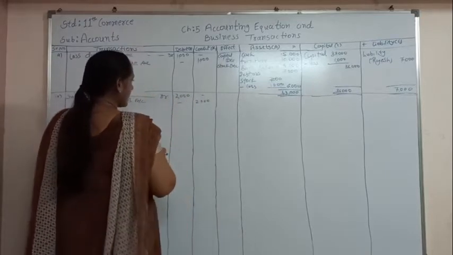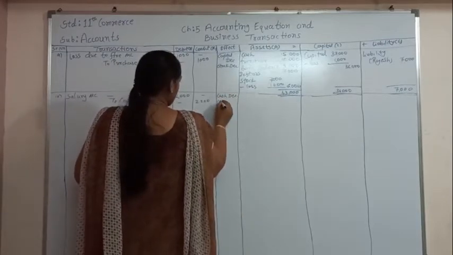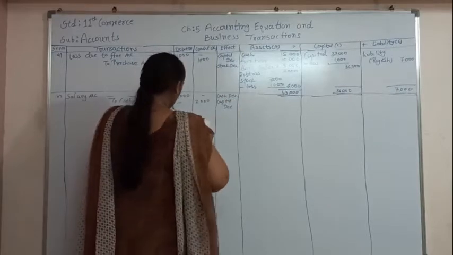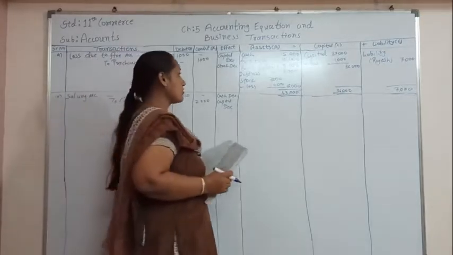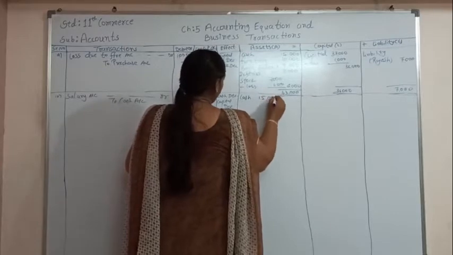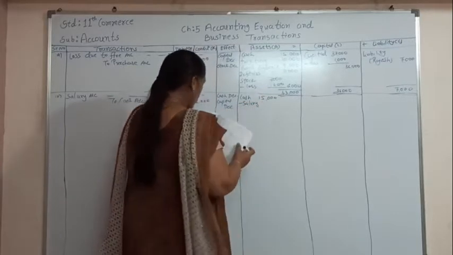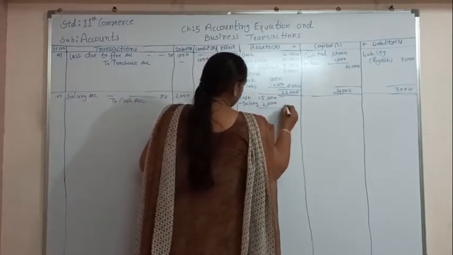So because of this, cash is going to be decreased as well as capital is also going to be decreased. So capital will be decreasing by paying expense. We are going to decrease the capital. So cash is of rupees 15,000 minus salary of rupees 2,000 that we are going to deduct. So cash will remain 13,000.